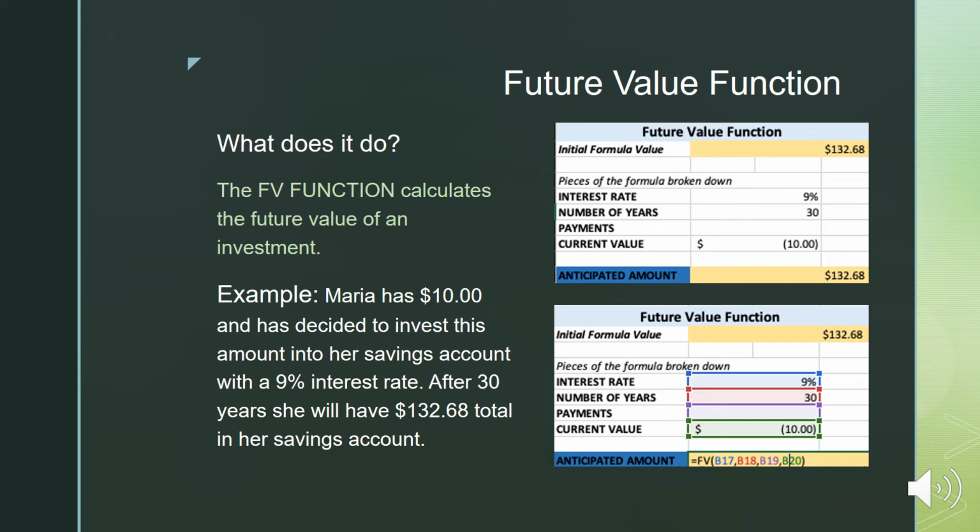The reason that we do not input anything for the payment cell is because we are not making periodic payments for any of these next functions that we will be talking about. But this is built into the Excel formula, so we have it indicated here, but just once again, we will not be using it for our examples.